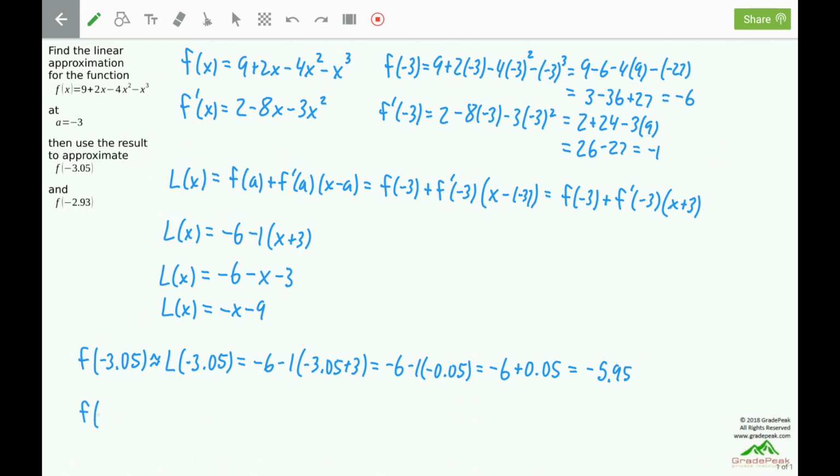F of negative 2.93 can be approximated with the linearization at negative 2.93. Using the same form, we'll give negative 6 minus 1 times negative 2.93 plus 3, which is 0.07, which will be negative 6 minus 1 times 0.07, which is negative 0.07. Combining these together gives negative 6.07.